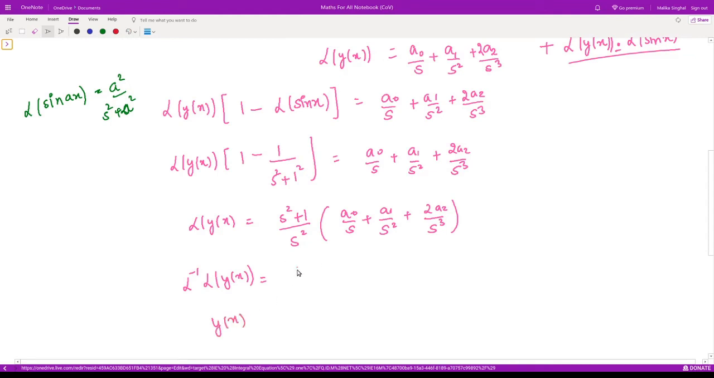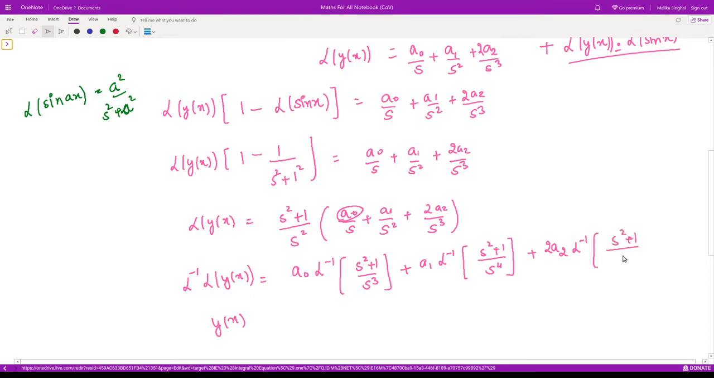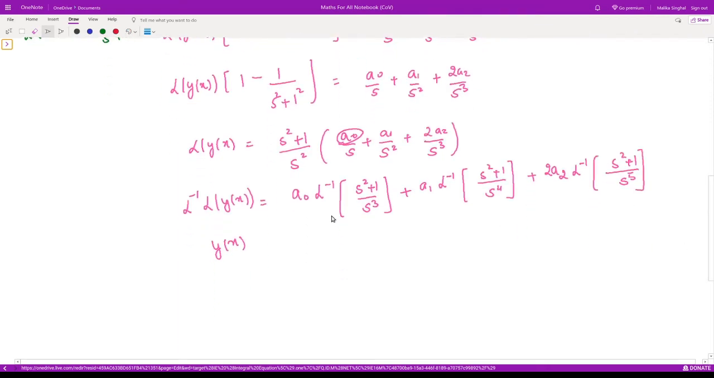And here you have a0, you can take a0 common because this is constant. Laplace inverse of s square plus 1 divided by s cube. Second term is a1. Laplace inverse of s square plus 1 divided by s power 4, right? Plus 2 times a2 Laplace inverse of s square plus 1 divided by s raised to power 5. So we are able to do that because this Laplace inverse is a linear operator, right?